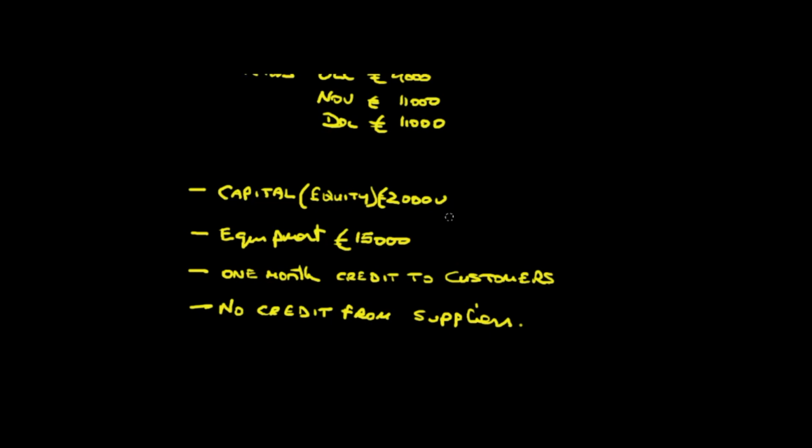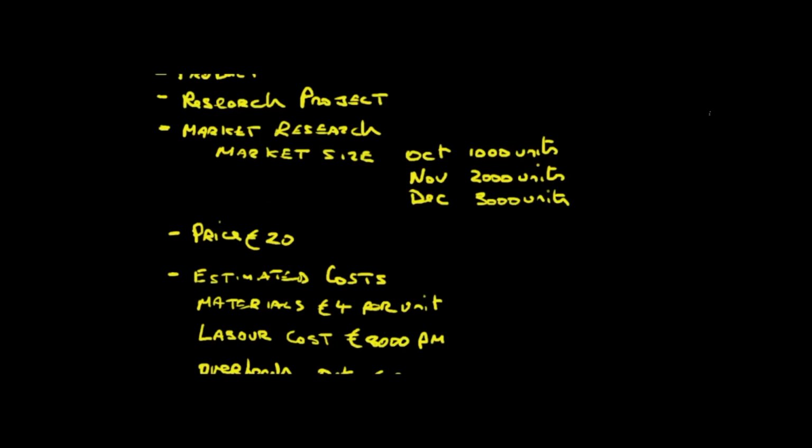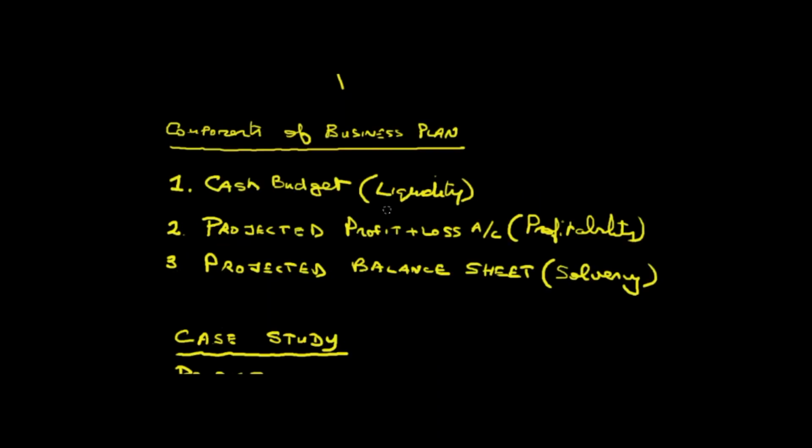So we said that there's 3 components to the business plan. Okay, there's 3 components. And what did we say they were? We said there was a cash budget, which is going to tell us, will we have enough money? Okay, will we have enough cash? Do we need to borrow? How much do we need to borrow? So we'll do that first. We're going to do our first cash budget.